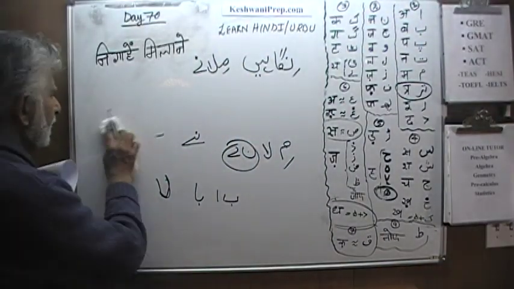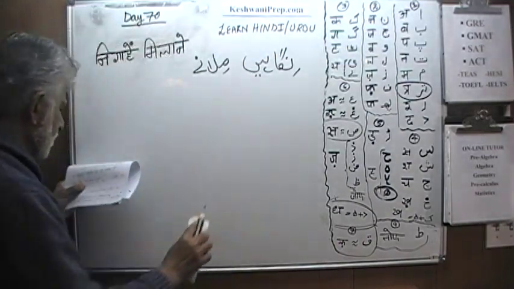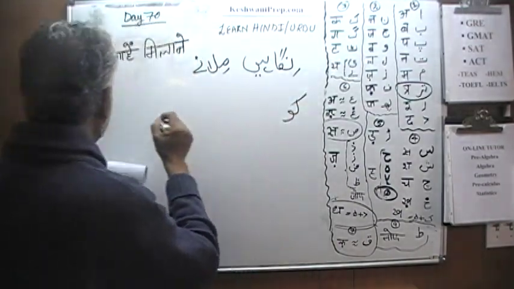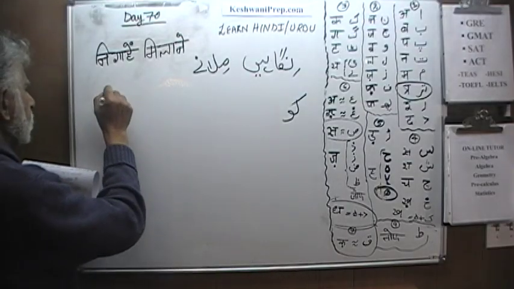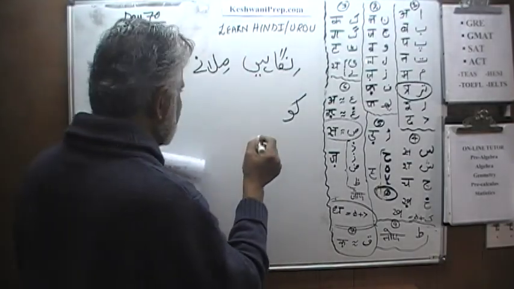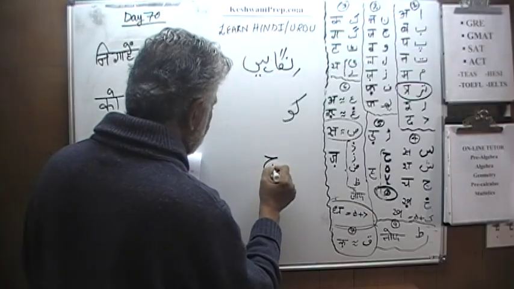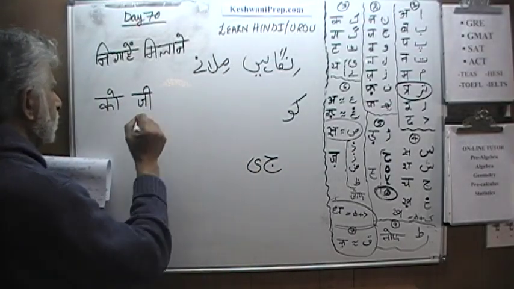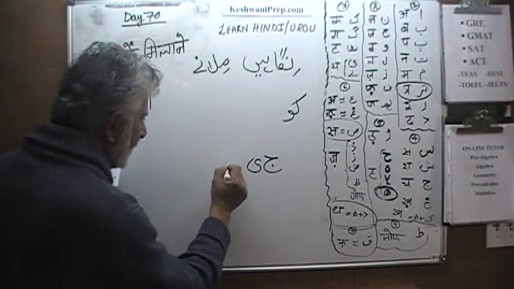Nigahen Milane ko. Kaf and a vav, ko. G. G is Jeem and a chotiya. G.